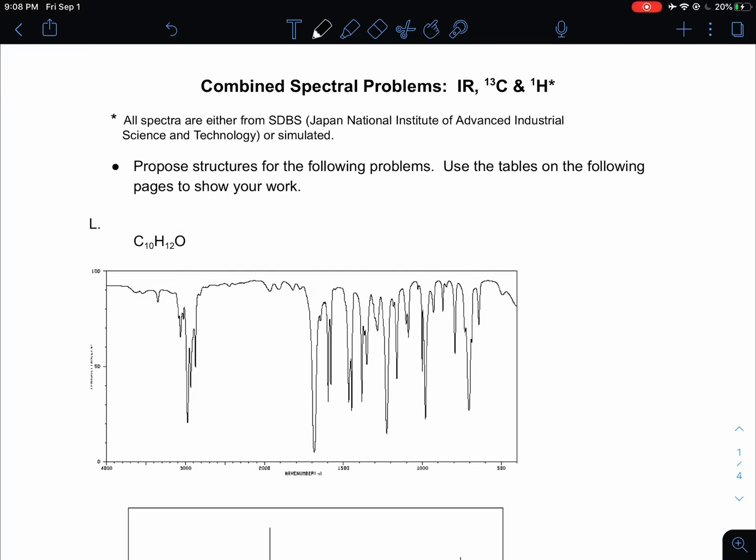Hi, my name is Madison Shelley, and I will show how to look at a molecular formula and spectrums and come up with a proposed structure. First, we can see that the molecular formula is C10H12O.